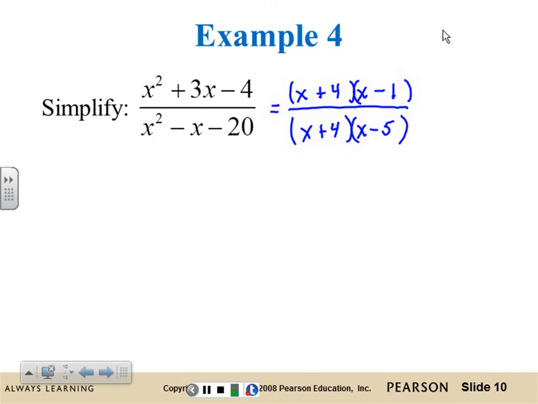So now that I've got it factored, I can see that I have two factors that are exactly the same that will cancel out to 1. And so my answer is going to be x minus 1 over x minus 5.